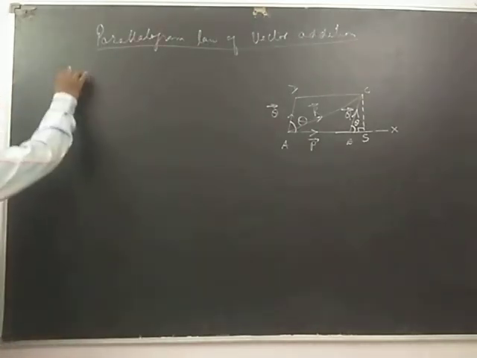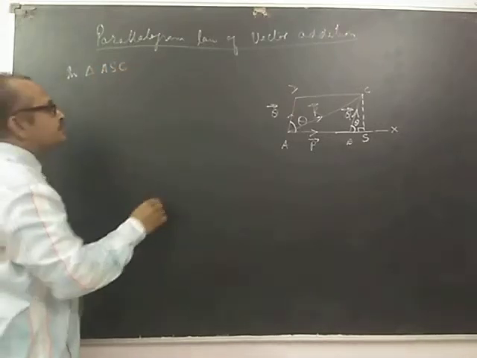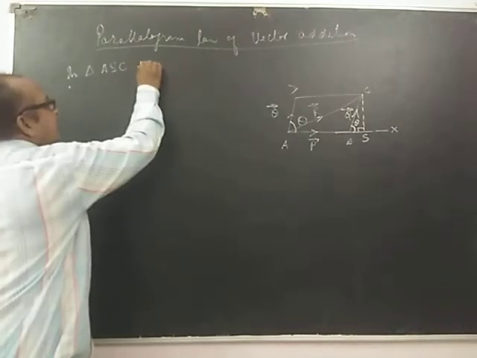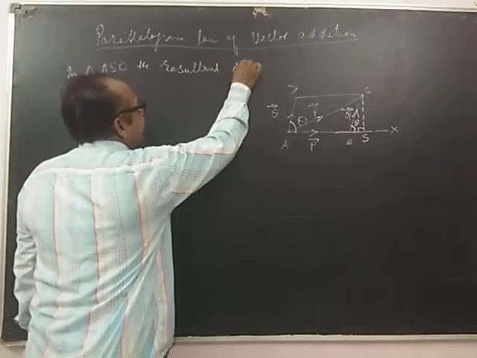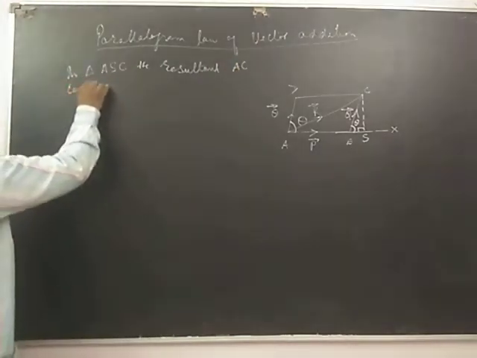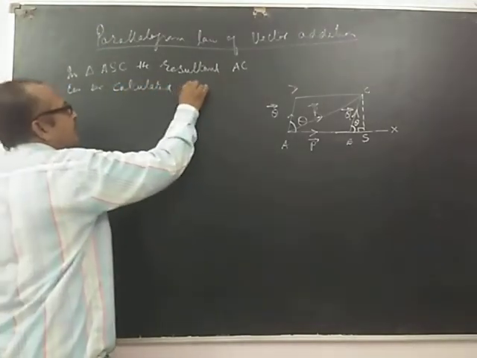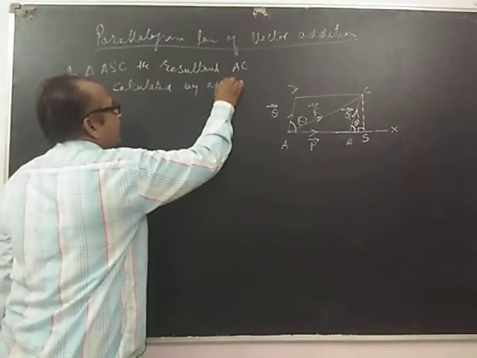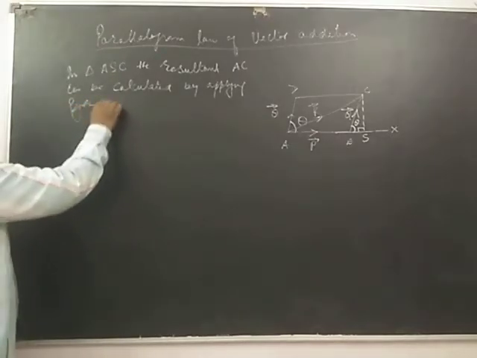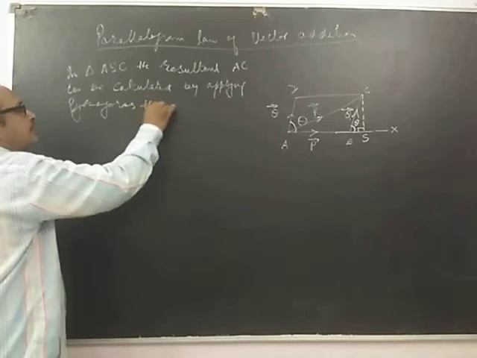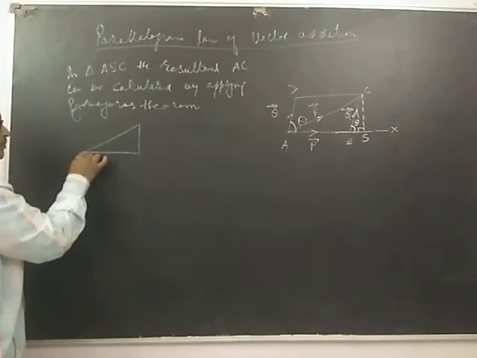So that is very good that you are able to follow it. So let us proceed. Now in triangle ASC, the resultant AC can be calculated by, all of you know, applying the same procedure, na? Pythagoras theorem. Just apply that Pythagoras theorem.